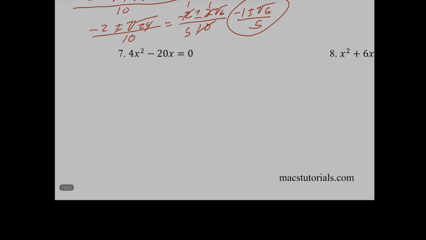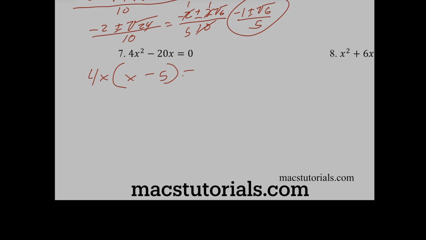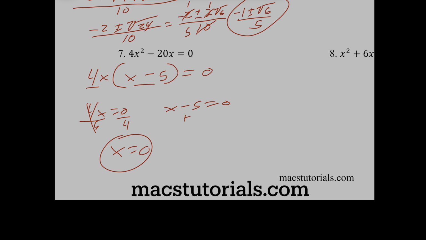First thing I do, what's the same? Can I pull something out? Yeah, I can pull out a 4x. What's left over? X minus 5. Now I just make both of these equal to 0. 4x equals 0. X minus 5 equals 0. Divide each side by 4. X equals 0. This one I'm going to add 5. And I'm going to get x equals 5.